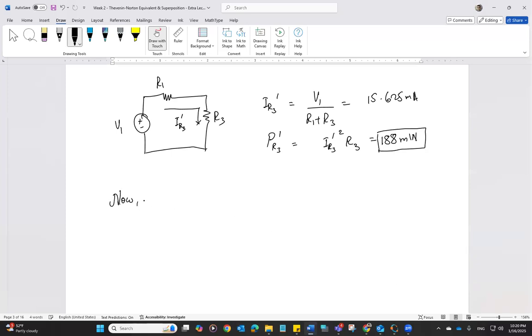Now, eliminate V1 by short circuiting it.